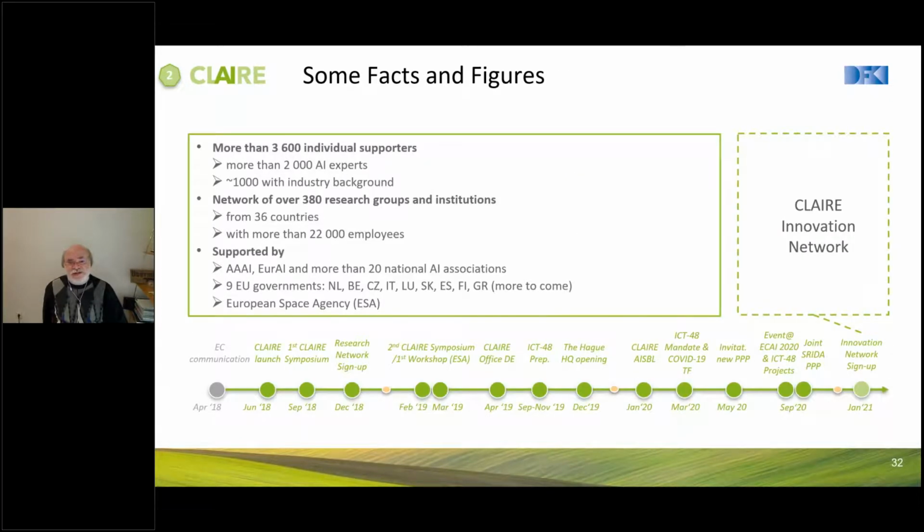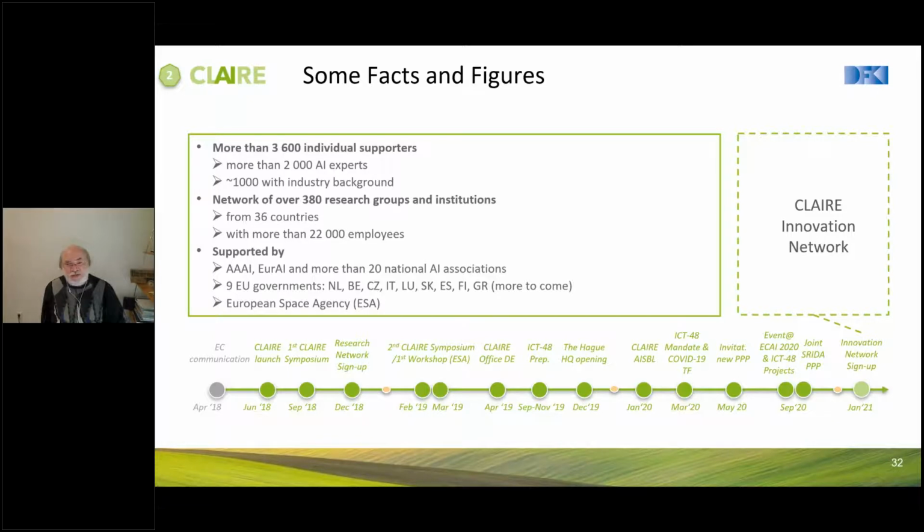Just some facts and figures about CLAIR: about 3,600 individual supporters, many of them AI experts, many of them with an industry background. A network of almost 400, I think it's 385 now, research groups, as I mentioned, with more than 20,000 employees being represented there. We're supported by the AAAI, which is the International AI Organization, the European one, and all the national AI organizations. Nine European governments have written letters of support and partially fund us financially. We've established links to the European Space Agency. We're talking to CERN and various other parts.